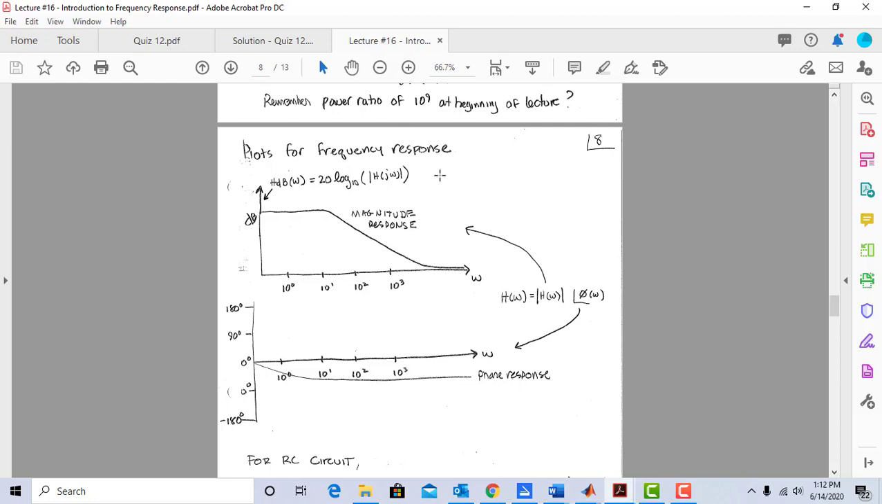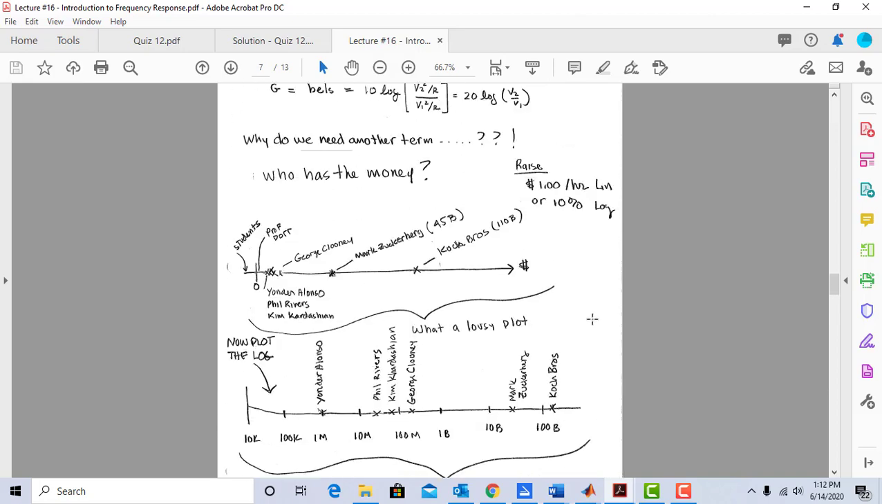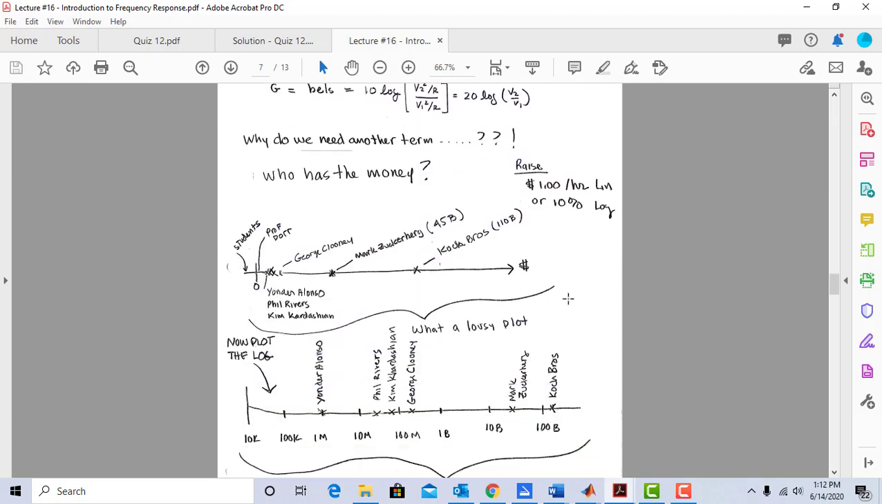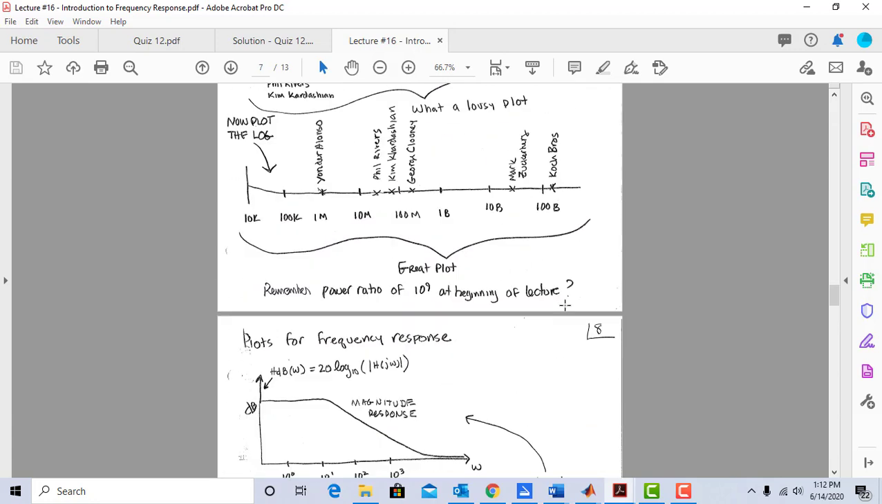Now, you saw that frequency response is a complex value. Why is it complex? Because we got a j omega here, we got a j omega here. And so frequency response at a given frequency has some magnitude and it has some phase. So it's a complex value. So here I go. How do you show a complex value?